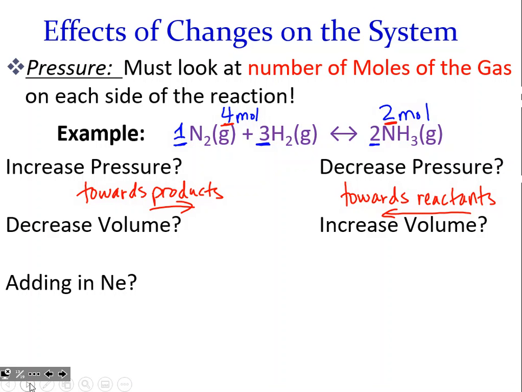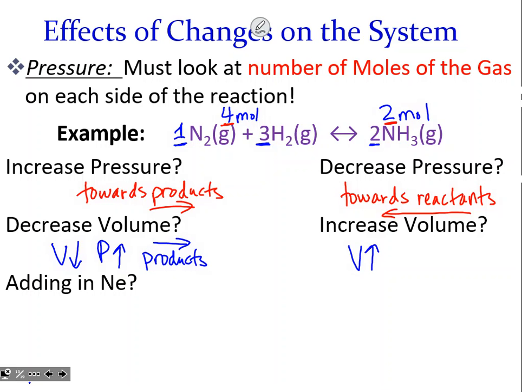Now, if we decrease the volume of the vessel, what does that tell us here? What's going to happen to the pressure? Pressure is going to increase. Very good. So if we increase the pressure, which side should it shift towards? Go towards the product with the least number of moles. Okay, towards the products. Exactly right.